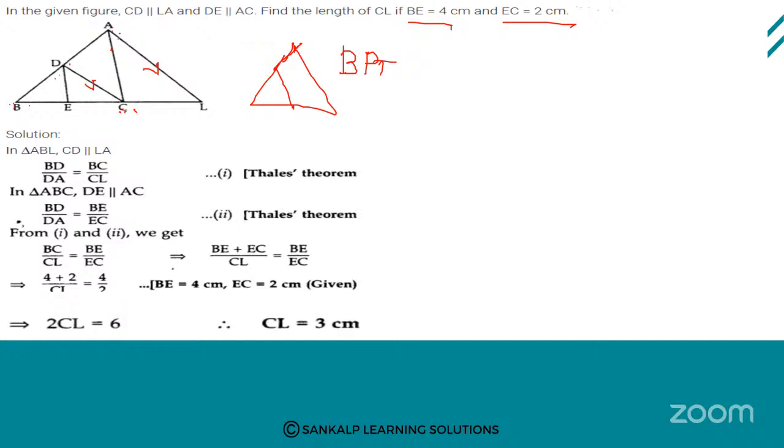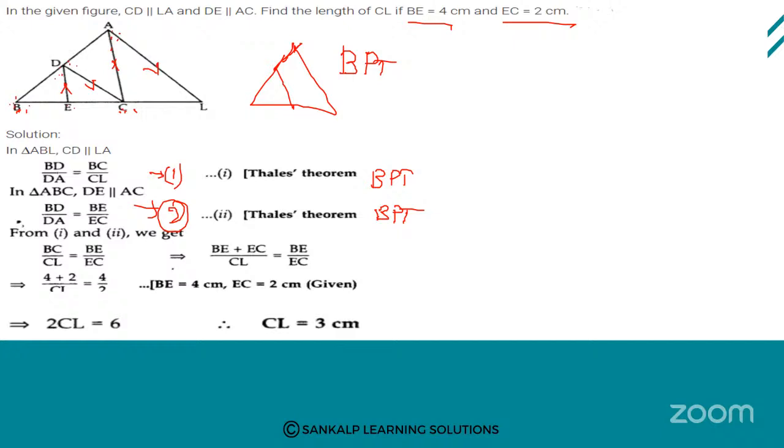Now, in triangle ABC, DE is parallel to AC, right? DE is parallel to AC. Now, again, by using BPT, BD divided by DA and BE divided by EC. Okay. Now, call this equation number 1 and this equation number 2. By using equations 1 and 2, this is also by BPT, basic proportionality theorem, or Thales theorem.